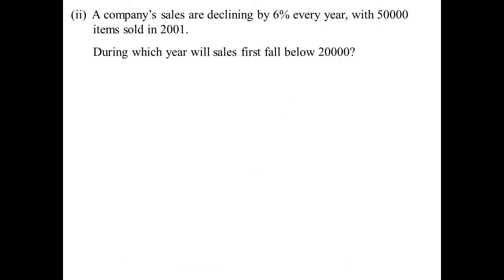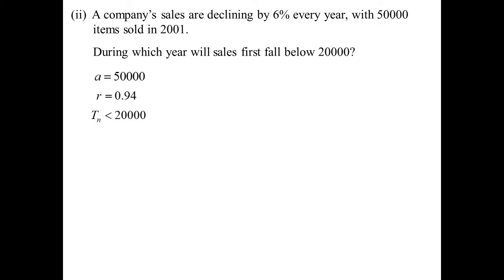Company sales are declining by 6% every year. 50,000 items are sold in 2001. During which year will sales first fall below 20,000? Well, first term, 50,000. We're talking about a geometric one this time, so the common ratio. Now, this is where we've got to be careful, because decline by 6% means the ratio is 0.94, because we just get 94% each time.